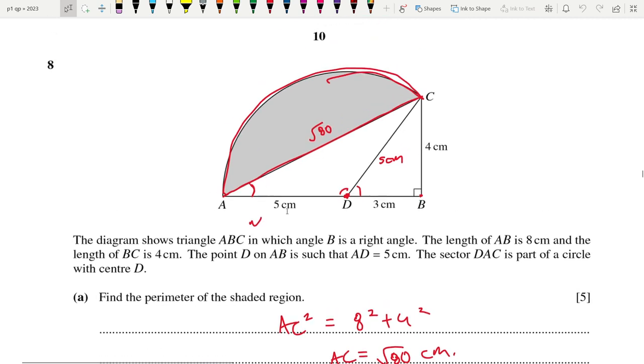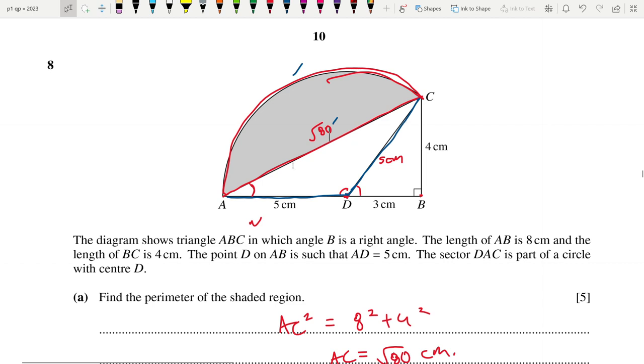The diagram shows triangle ABC in which angle B is a right angle. The length of AB is 8 centimeters. And the length of BC is 4. The point D on AB is such that AD is equal to 5. The sector DAC is part of a circle with center D. So since D is the center of a circle, length DC is also 5. So we need to find this arc length and the length of this chord.